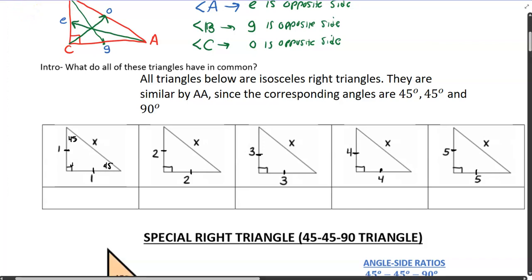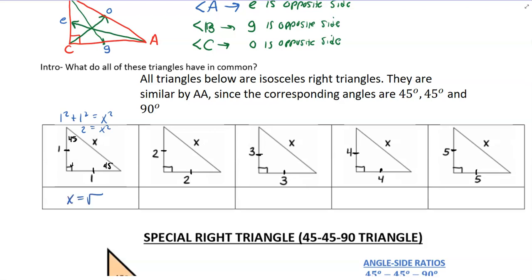Did you guys notice a pattern? Hopefully you found one. In the first one, it's 1 squared plus 1 squared equals x squared. That means 2 equals x squared, therefore x is equal to the square root of 2. Now in our next question, we ended up getting 4 plus 4 equals x squared, so therefore the answer here is square root of 8.